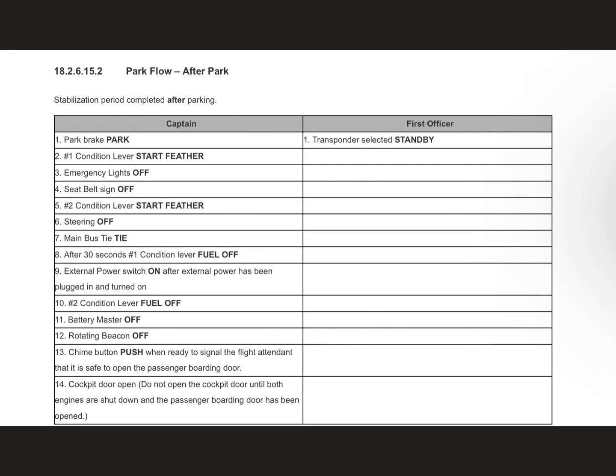Number 2 condition lever, fuel off, battery master off, rotating beacon off, and chime button push when ready to signal the flight attendant that it's safe to open the passenger boarding door. Do not open the cockpit door until both engines are shut down and the passenger boarding door has been opened.